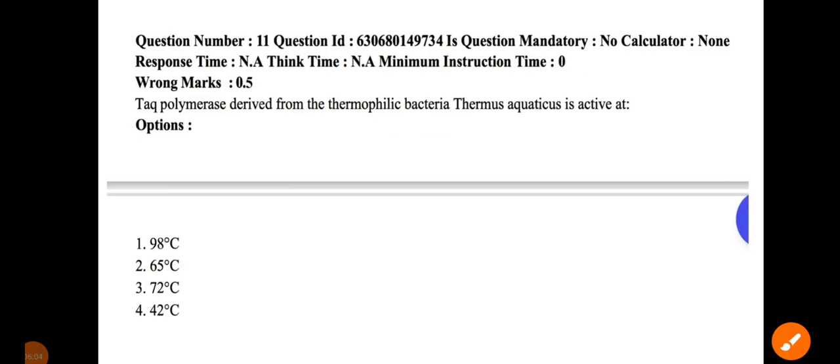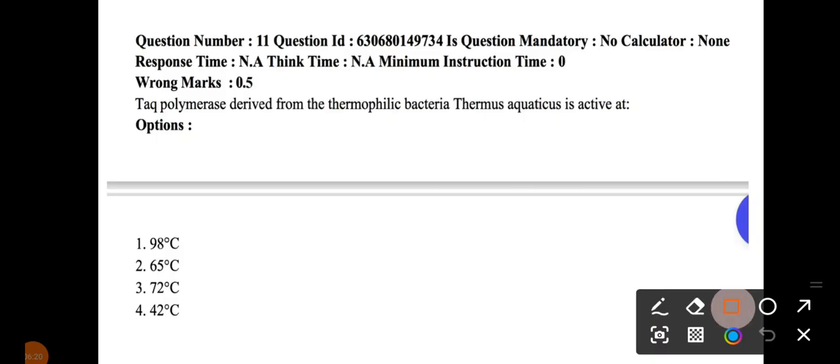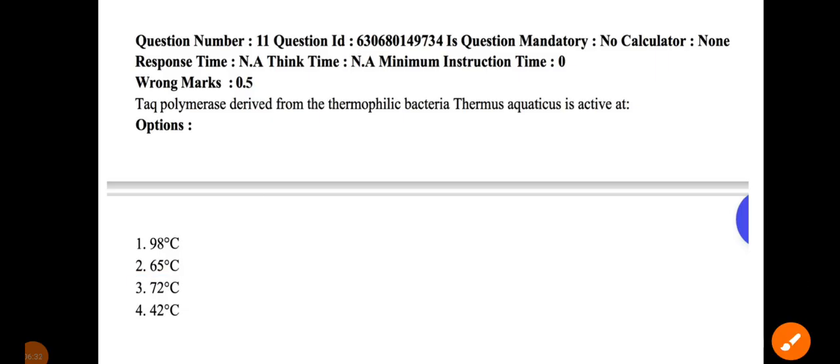Okay, so the next question: the Taq polymerase derived from the thermophilic bacteria Thermus aquaticus is active at, so they are asking what is the active temperature of the Taq polymerase, right? So what is the answer over here? What is the activation temperature? That is nothing but 72 degrees Celsius for the Taq polymerase, right? And the Taq polymerase which is obtained from Thermus aquaticus, that is also very important.